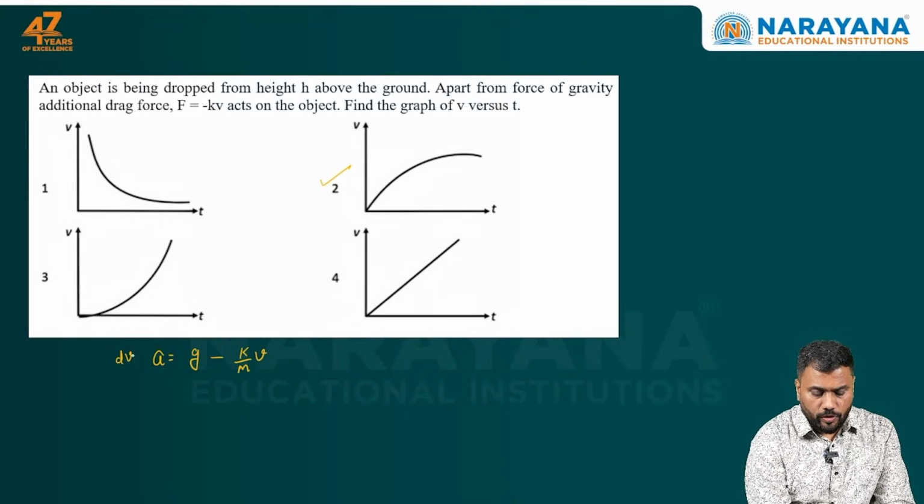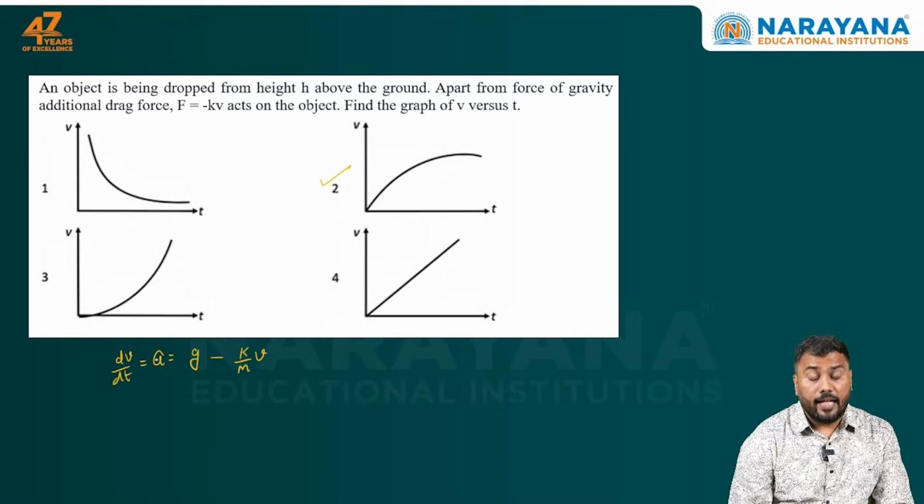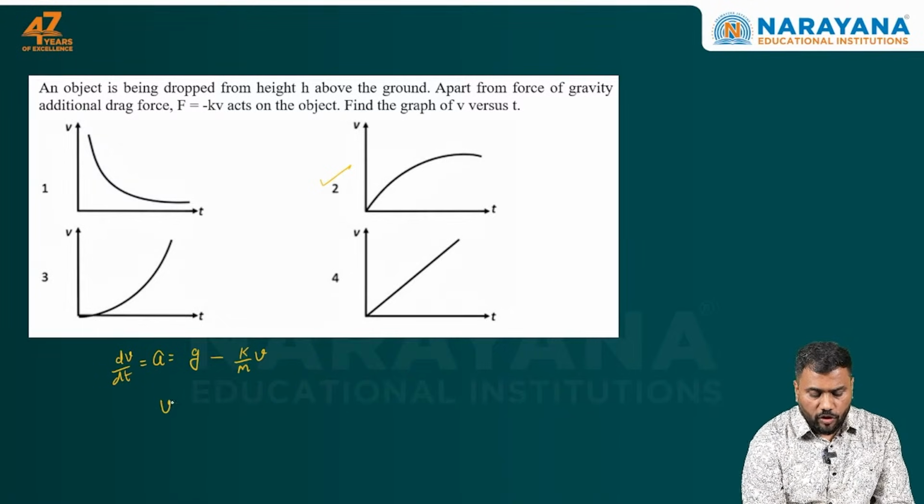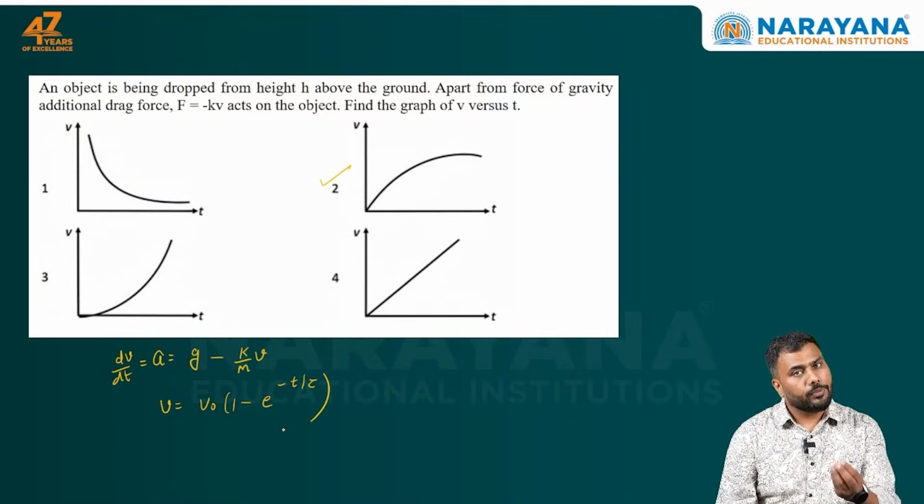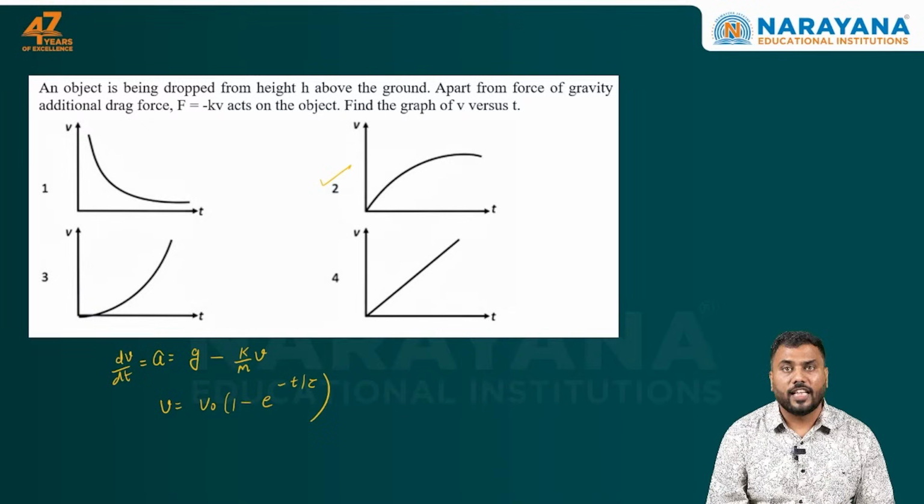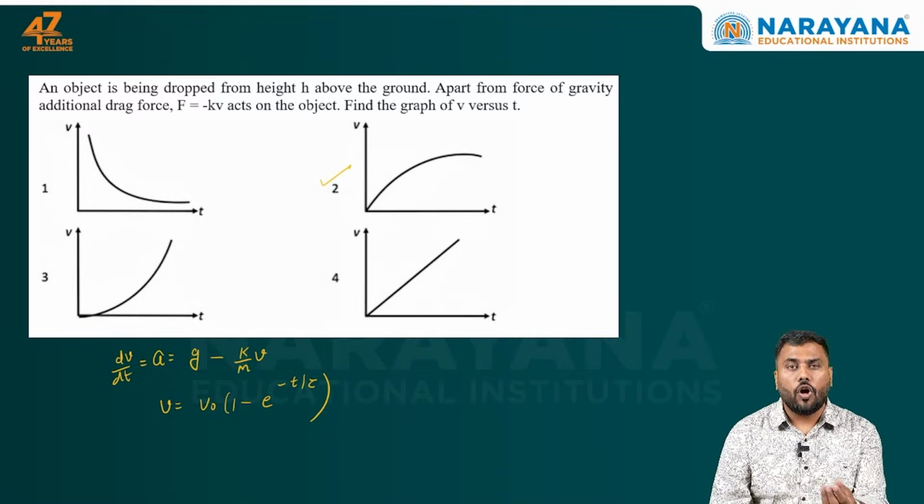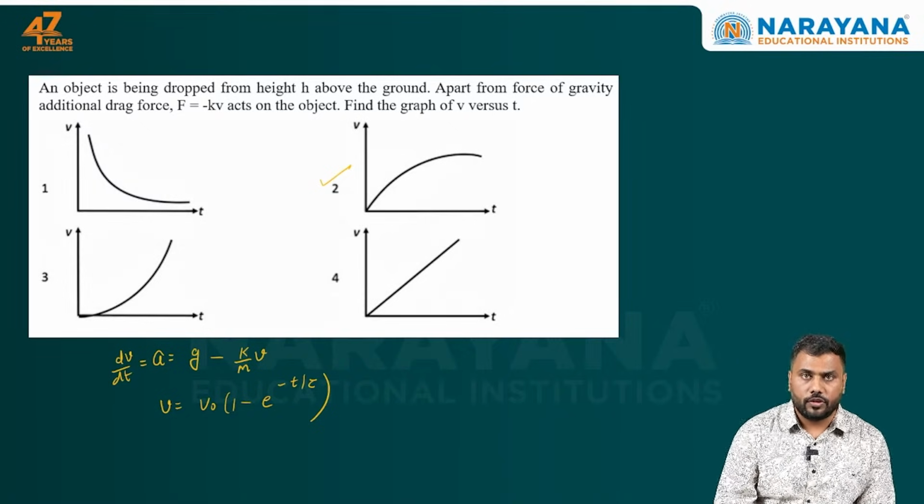This acceleration you can write as dv by dt, and if you integrate this expression, you can get velocity in this form: v naught into 1 minus e to the power minus t by some tau. Just integrate this expression and you will get this kind of velocity expression. So you can do it yourself, or you can just, by your knowledge of viscosity, directly say option 2 is correct.